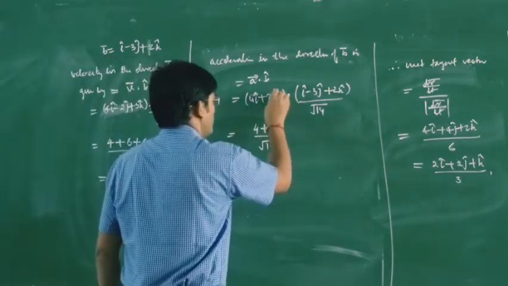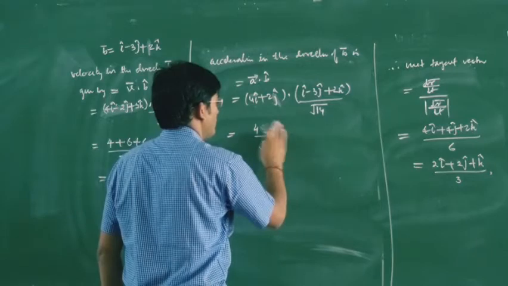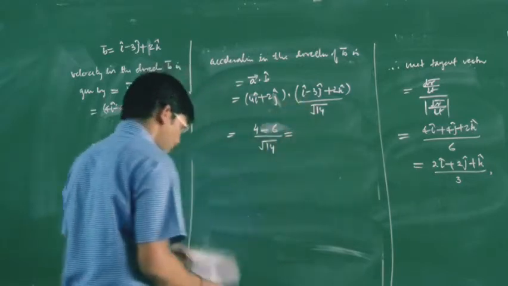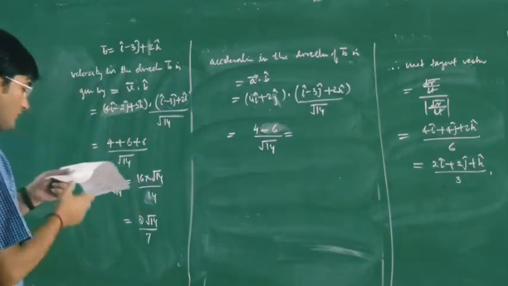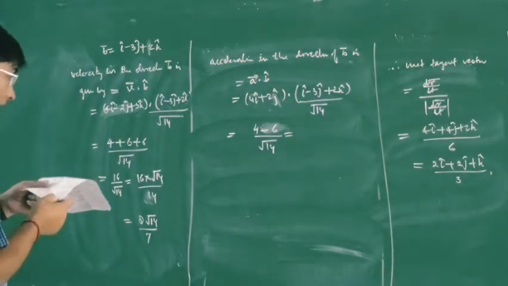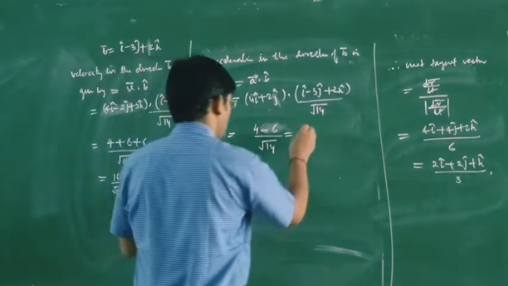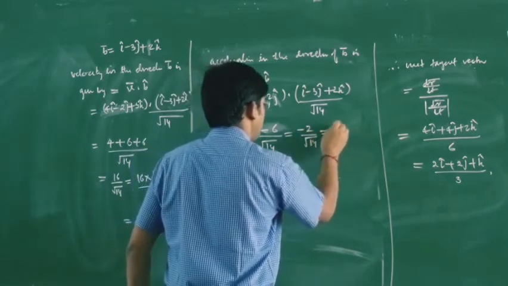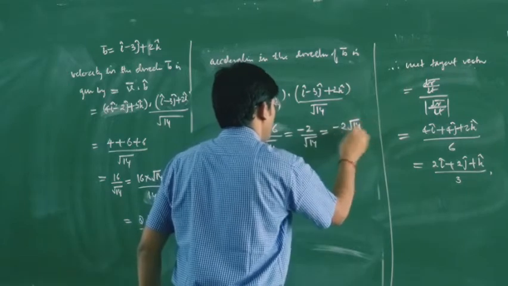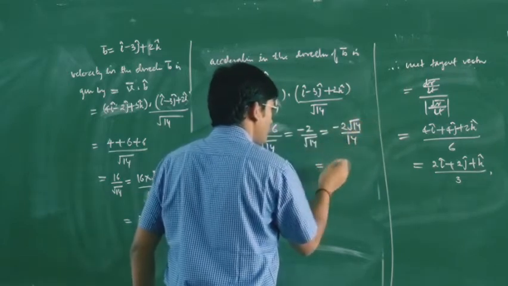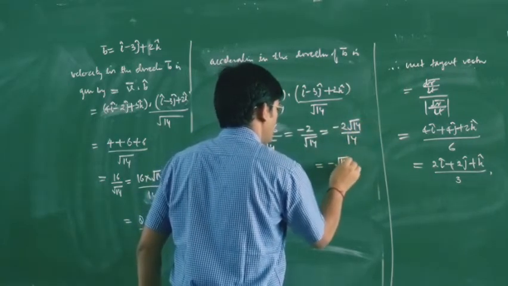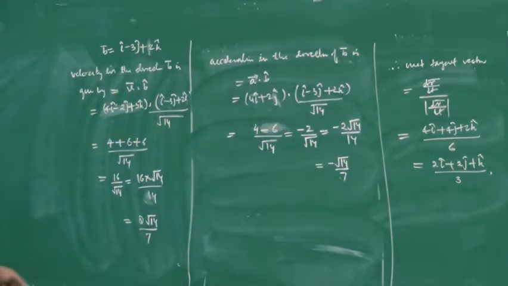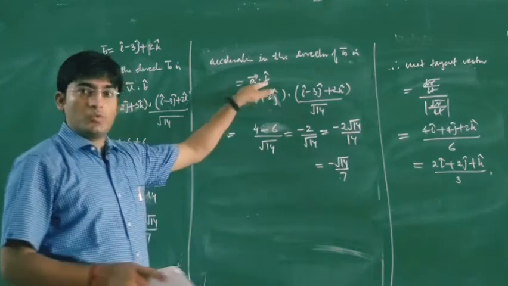This was 2j. So this will be 4 minus 6 upon this square root of 14. So this is equal to minus 2 upon the square root of 14, and we can write it as minus 2 square root of 14 upon 14. So this is equal to minus square root of 14 upon 7. So this is your acceleration in the direction of the vector v.